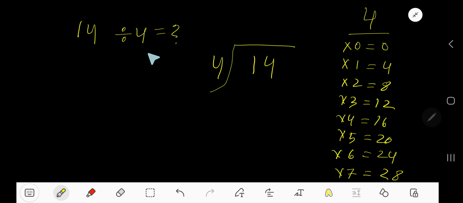14 divided by 4. Here 4 is a divisor, so you need the multiplication table of 4. 4 times 0, 0. 4 times 1, 4. 4 times 2, 8. 4 times 3, 12. 4 times 4, 16.